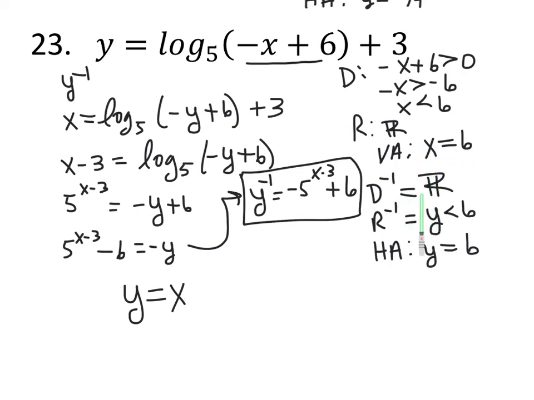Now, to find the inverse range, domain, and asymptote, you're going to just switch these. So this one's range is this one's domain. So the domain of the inverse is all real numbers. The range of the inverse is y is less than 6. And the horizontal asymptote is y equals 6. So just remember, for domain and range on these two, you just switch them.